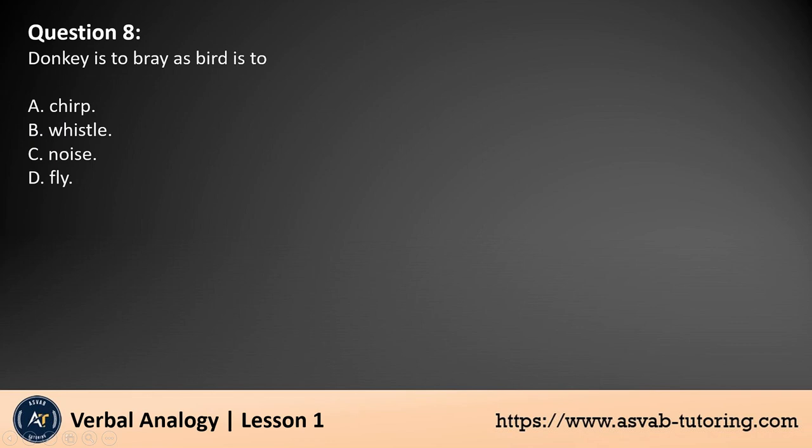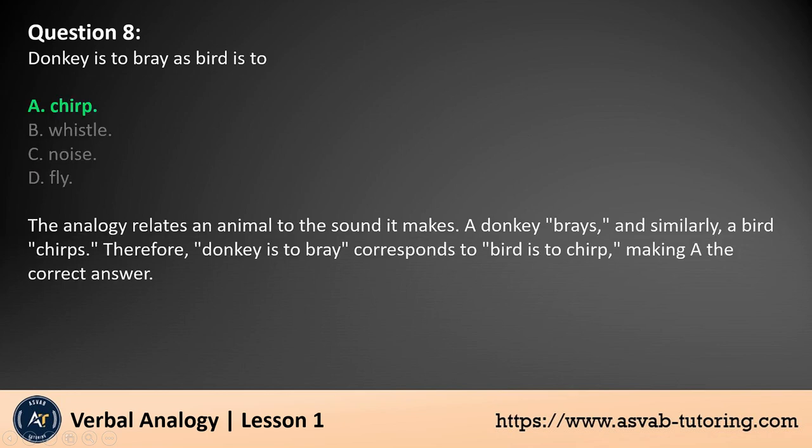Question 8. Donkey is to bray as bird is to: A. Chirp, B. Whistle, C. Noise, D. Fly. The answer is A. The analogy relates an animal to the sound it makes. A donkey brays, and similarly, a bird chirps. Therefore, donkey is to bray corresponds to bird is to chirp, making A the correct answer.